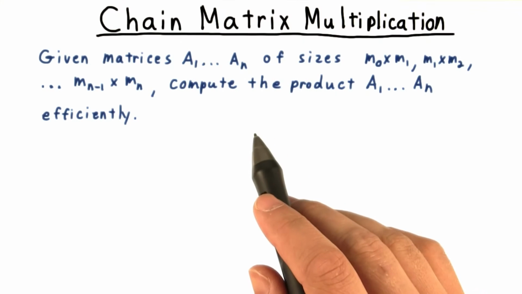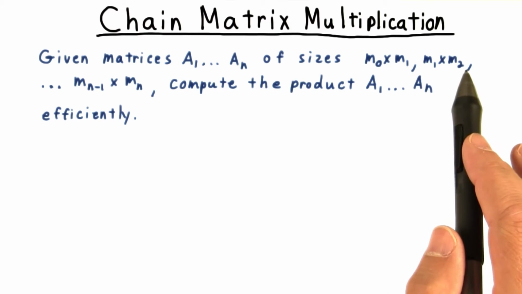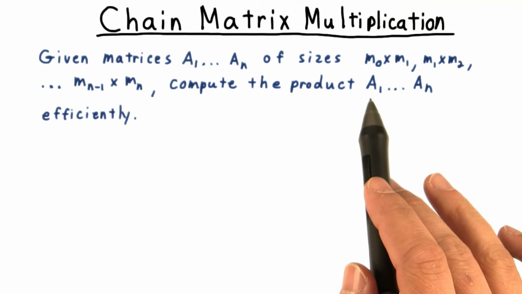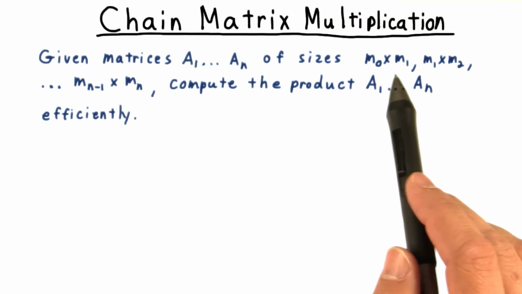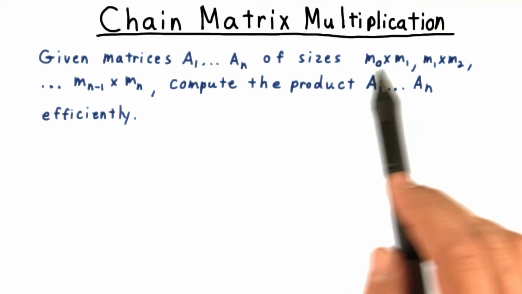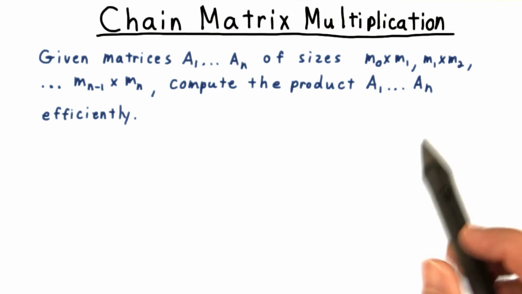Now we turn to another problem that we'll be able to tackle with the dynamic programming paradigm, chain matrix multiplication. We are given a sequence of matrices of size m0 by m1, m1 by m2, and so forth, and we want to compute the product A1 through An efficiently. Note how the dimensions here are arranged so that such a product is always defined. The number of columns in one matrix always matches the number of rows in the next.